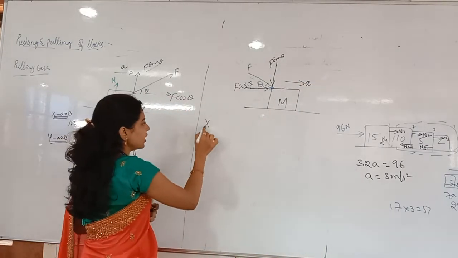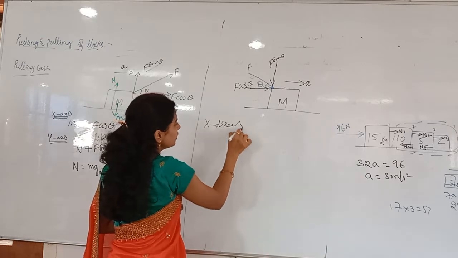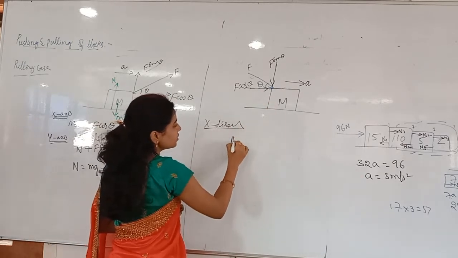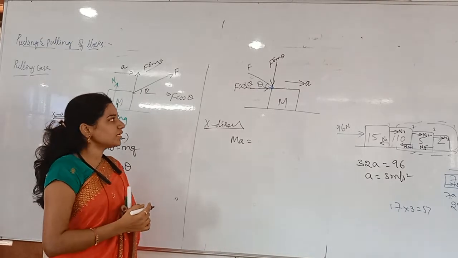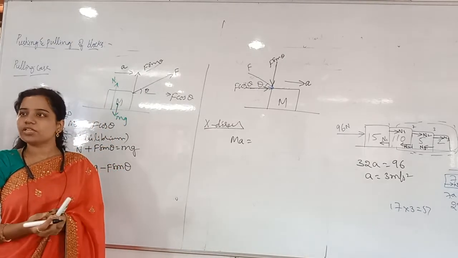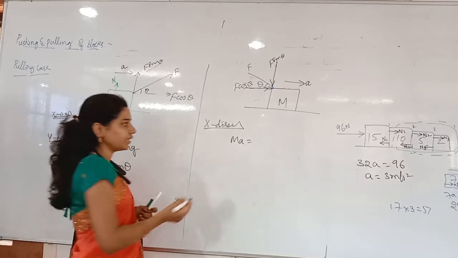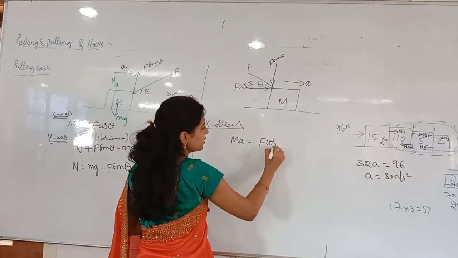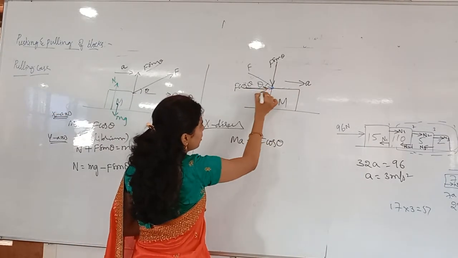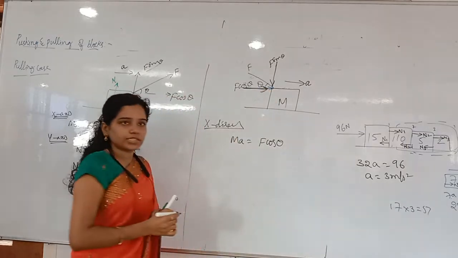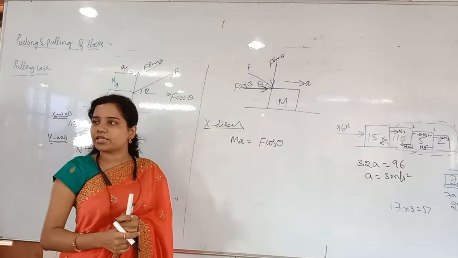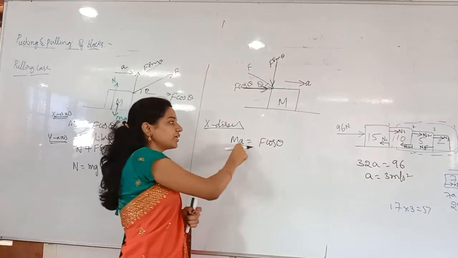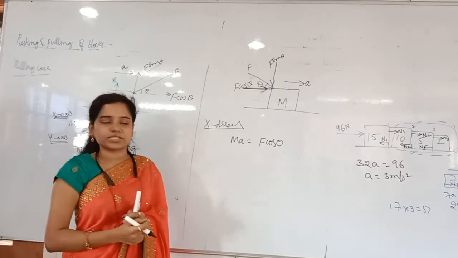Now along the x direction, MA is equal to what can I write? F cos theta is opposing or supporting? Supporting only, no? So what you have to take again? F cos theta only, simply F cos theta. See the arrow mark here. Understanding, right? Acceleration is in the right side direction. F cos theta is also in the right side direction. So simply I can write, MA is equal to F cos theta.